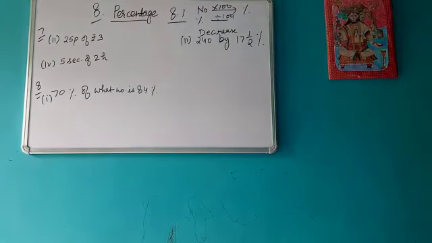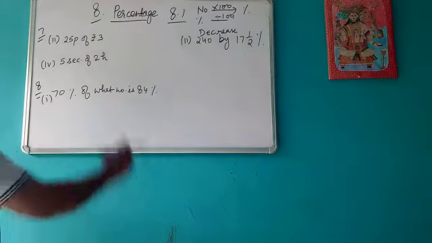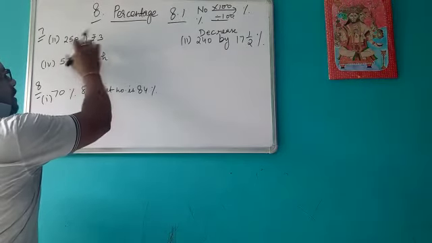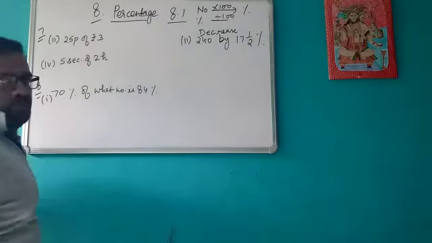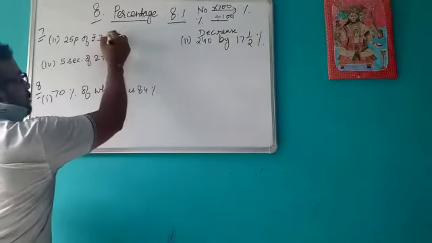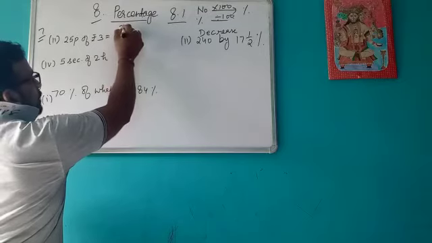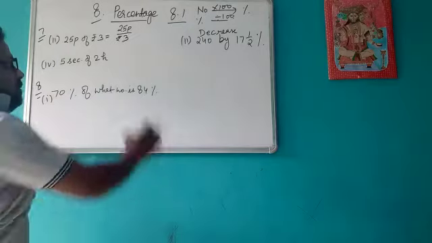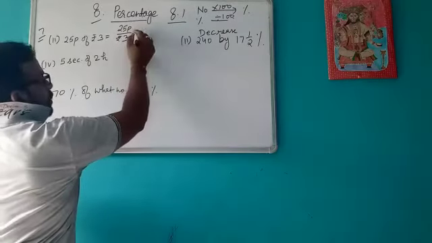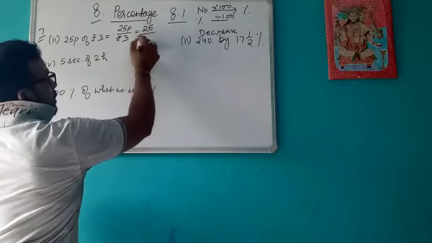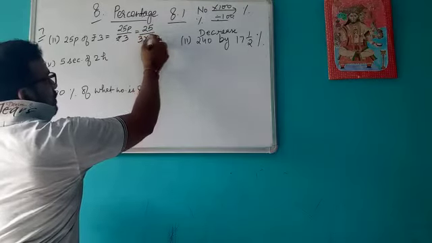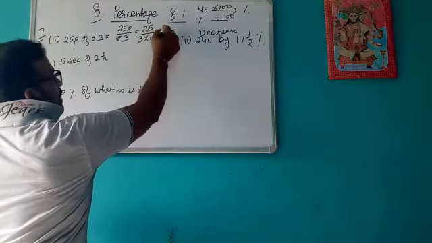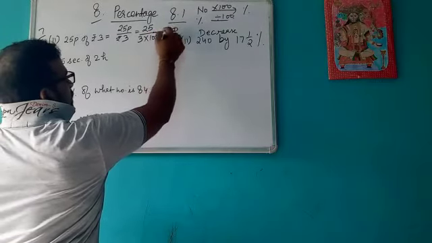Okay, let's see a few questions. Now we have to calculate what percent of rupees 3 is 25 paisa. So in these questions, you will start by writing 25 paisa upon rupees 3. Now since it is paisa and it is rupee, we have to convert this rupee into paisa, and we do that by multiplying by 100. Then we will multiply again by 100 in order to convert into the percentage.